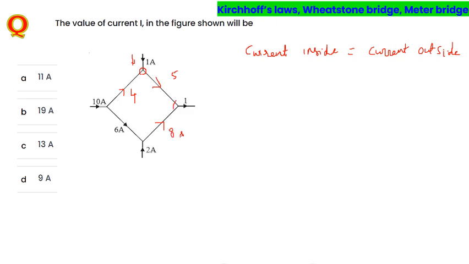Then coming towards this junction, I is exiting out, and that will be equal to the current entering here, which is 5 plus 8. So what you have here is 13 ampere of current. So the answer in this case is 13 ampere.